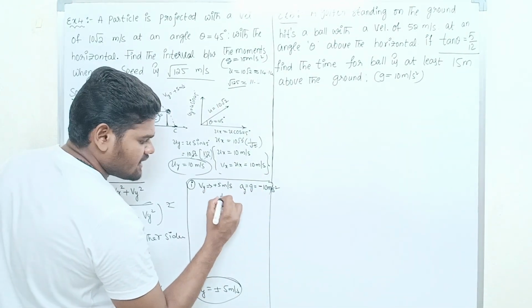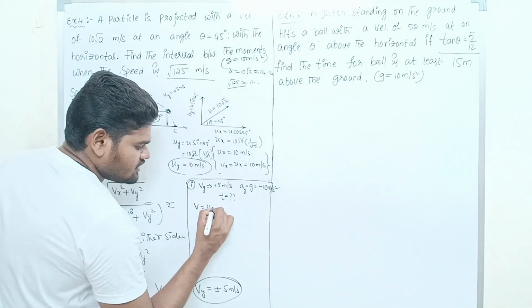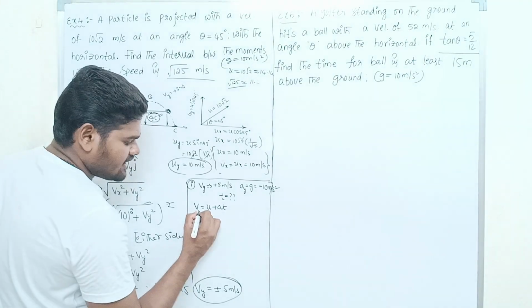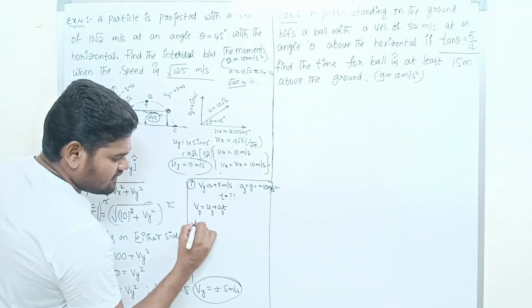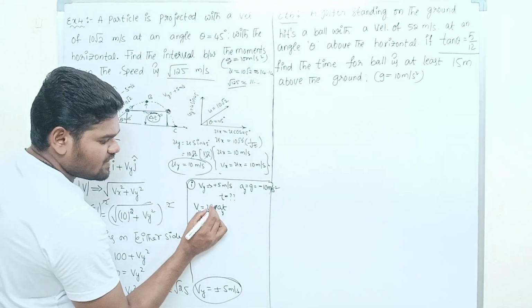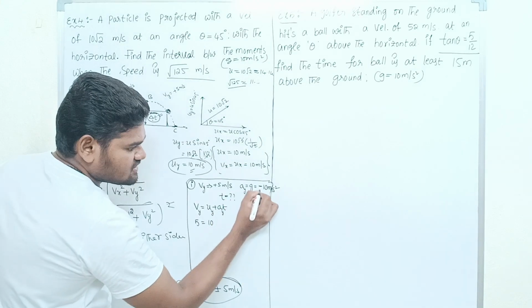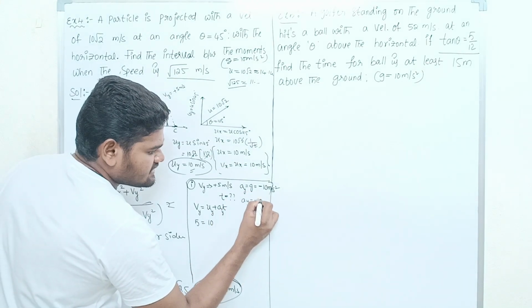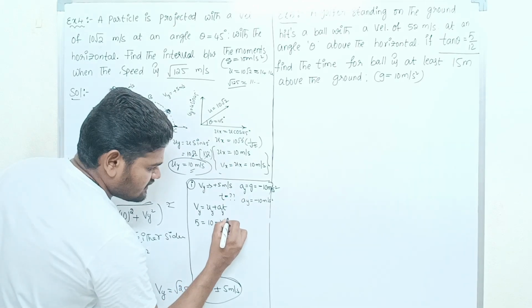What we have to find? Time. So t is equal to how much? I'm using the equation v is equal to u plus at along the y direction. What is the value of Vy? 5. That is equal to uy. What is the value of uy? Here we got 10. Here Ay is equal to how much? Minus 10 meter per second square. So 5 is equal to 10 plus minus 10 into t.